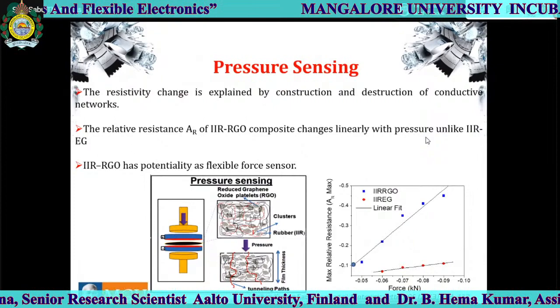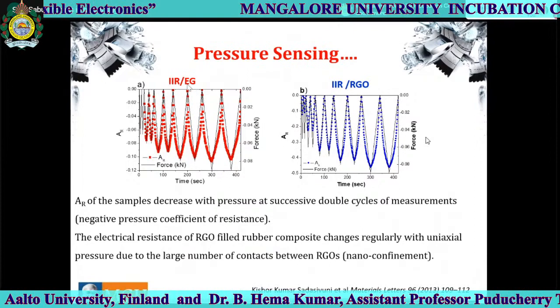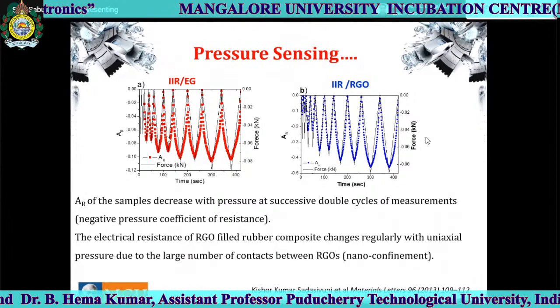I will show you some work we have published with Kishore. We took IIR rubber, isobutylene isoprene rubber. We used expanded graphite. And we made flexible rubber. You just tap on the rubber, look at the variation of resistivity. You tap on the rubber, you see the resistance varies. You tap on the rubber, you release the tapping force. Look at this resistance variation.